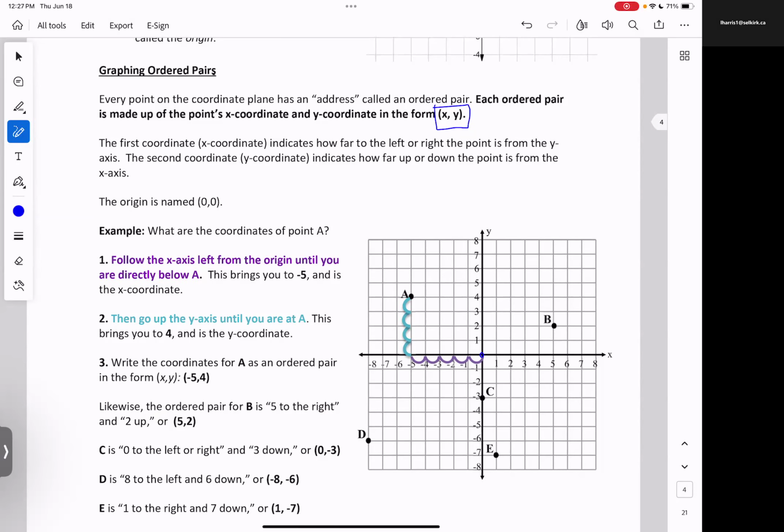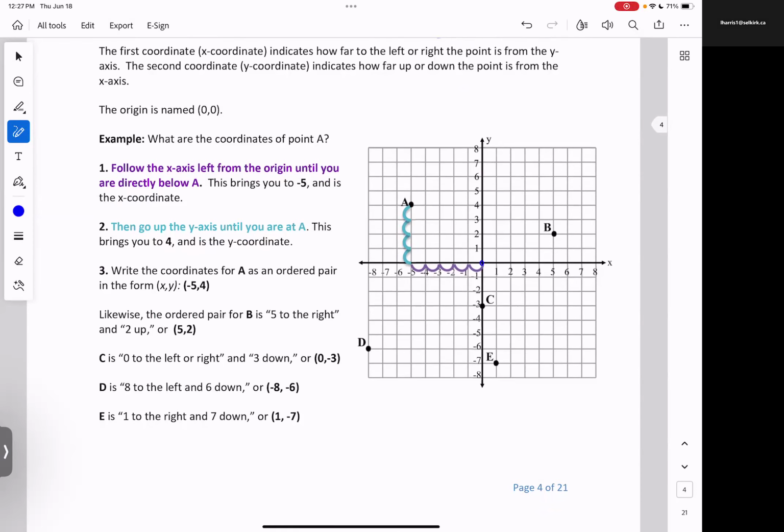So for example, we're asked to figure out what are the coordinates of point A here. So first we'll think about the left and right. So from our origin, we're moving 5 hops over to the left to this point -5. So anytime you move to the left, we're going more into the negatives. Anytime we move to the right, we're going into the positives. So here we're going 5 over to the left, which means -5. That means our x coordinate for this point is -5.